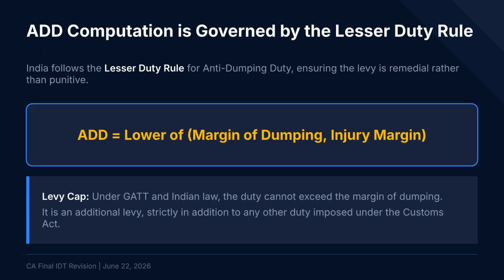India follows the internationally recognized lesser duty rule. Under this principle, anti-dumping duty is not imposed at the highest possible level. Instead, the duty is restricted to the lower of two figures, the margin of dumping or the injury margin. This approach ensures that the duty remains remedial rather than punitive. The objective is not to punish foreign exporters, but simply to remove the injury suffered by domestic industry and restore fair competition in the market.